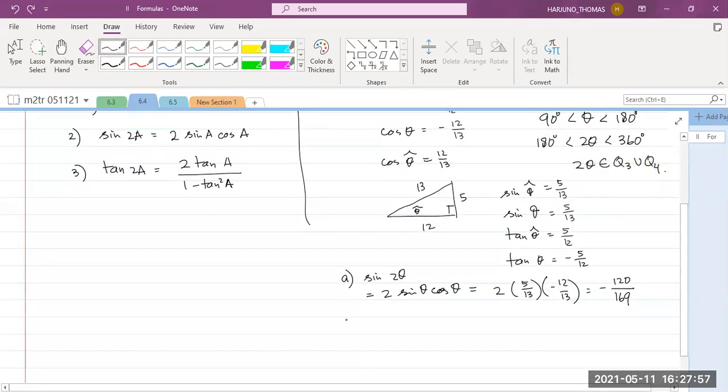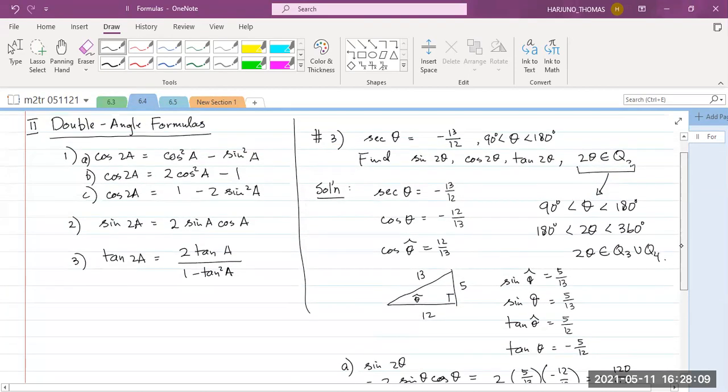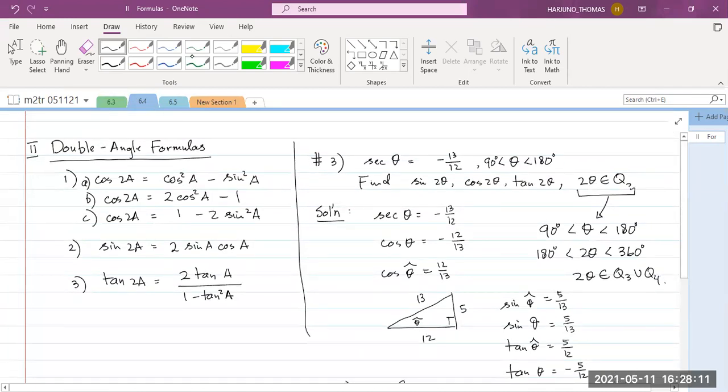So part B, how about cosine 2 theta? This is 2 cosine squared theta minus 1. Thomas, there are 3 formulas for cosine 2 theta. How do I know which formula to use? Actually, you can use all 3. You will get the same result.